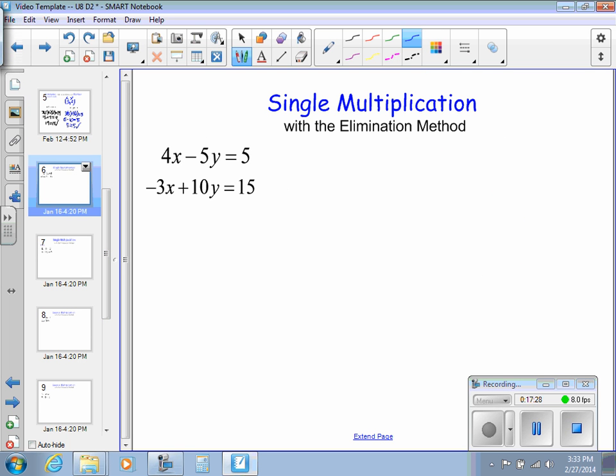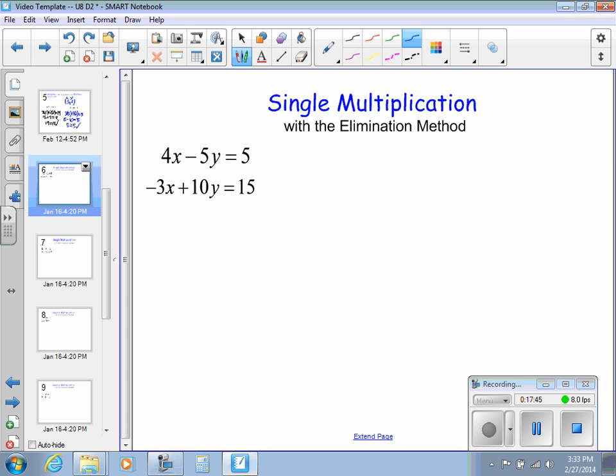Moving on now to the next step. What happens when I don't have the same coefficient with opposite signs, or even the same coefficient with the same signs? Well, I can still use the elimination method.